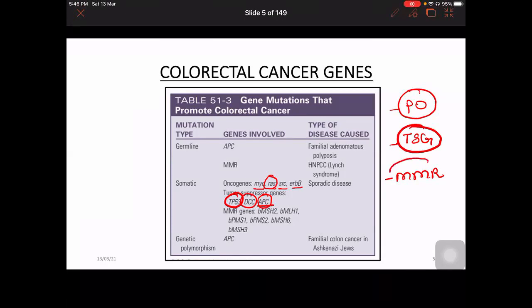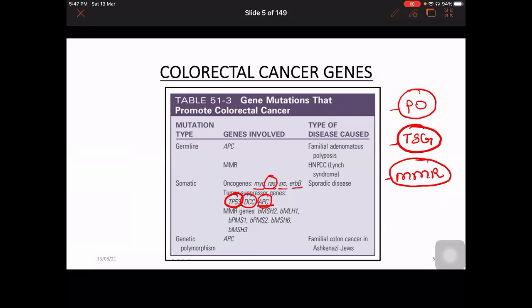And the final set of genes is the MMR genes. Mismatch repair genes basically repair the DNA in case of any mismatched base which is paired during DNA synthesis. If these mismatch repair genes are mutated, and these genes are MSH2, MLH1, PMS1, PMS2, and MSH6, it results in HNPCC, hereditary non-polyposis colorectal cancers.